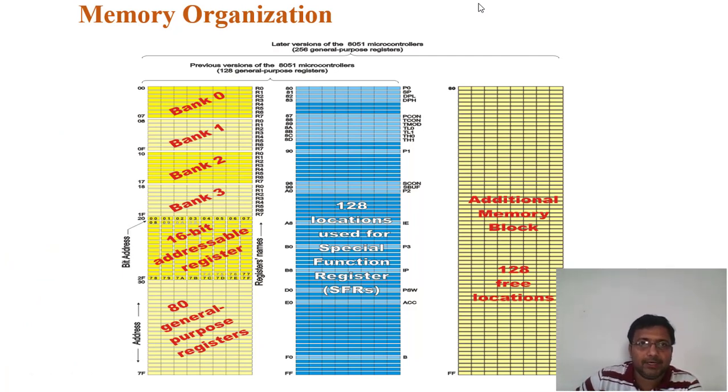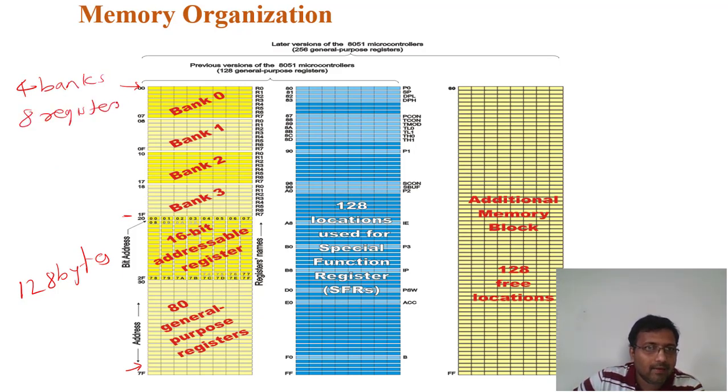So as you can look at this particular diagram, this gives you a memory organization. Starting with address 00 to FF, it will have 7F, that is 128 bytes of memory. Okay, so it is having 128 bytes. So we have bank 0 to bank 3. So till 1F it is bank 3. So we have 4 banks. So each bank contains 8 registers. That's why 32 general purpose registers are available in this particular bank.